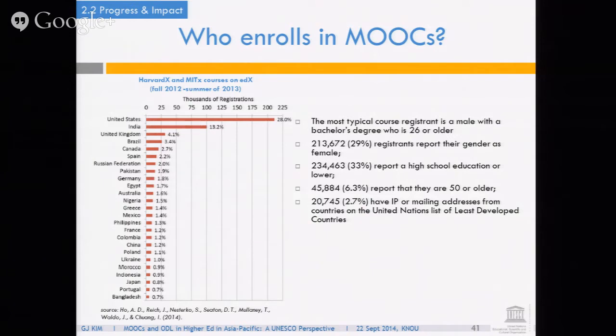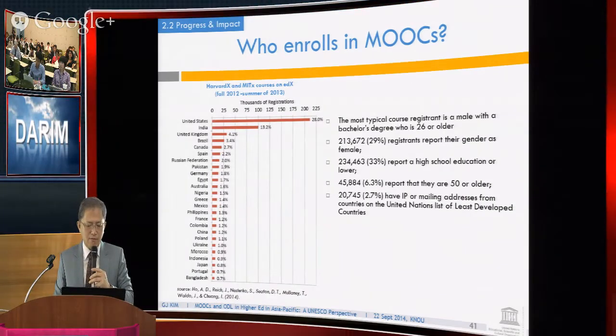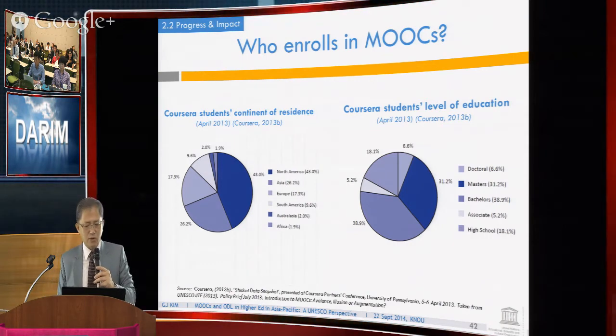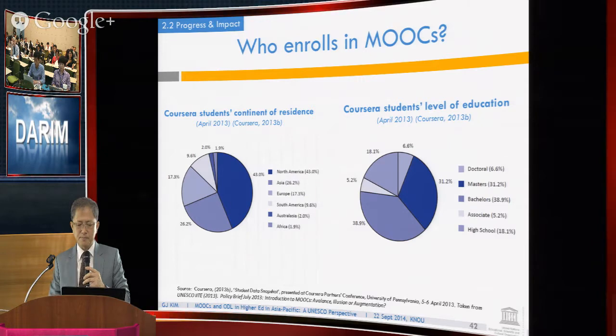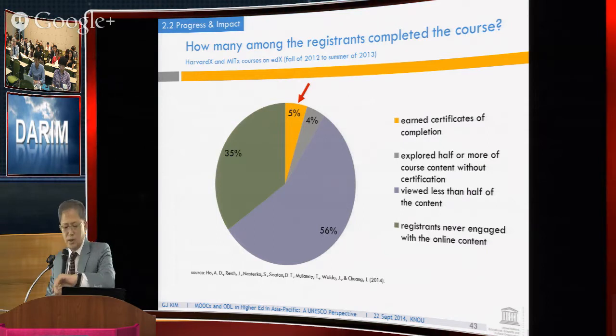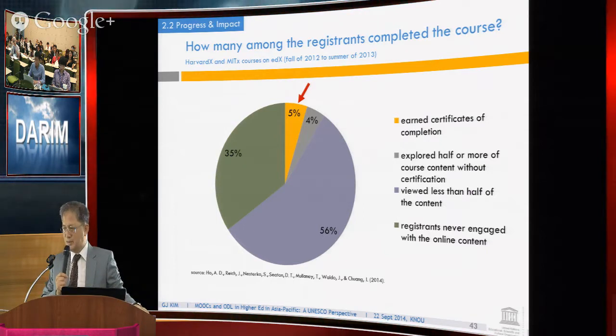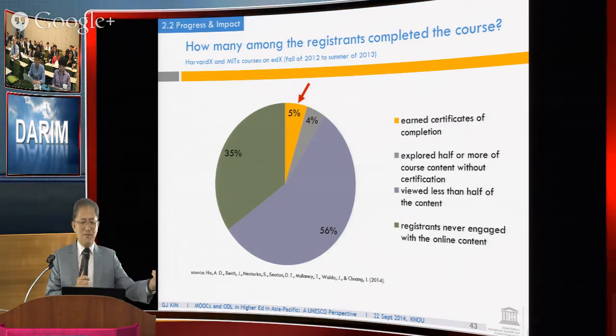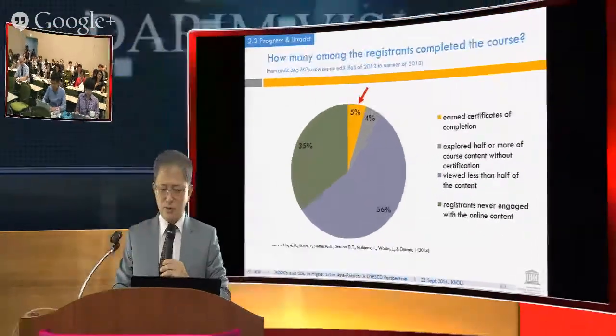This is, by the way, a survey from HarvardX and MITx. According to the Coursera survey, the majority of students, of course, are from North America and Europe, with Asia taking up 26%. And the majority of students are at the master's and bachelor's degree level. By the way, like a typical ODL, very few students complete. I shouldn't say very few for KNOU. KNOU has been doing a remarkable job, but very few complete these MOOC courses.